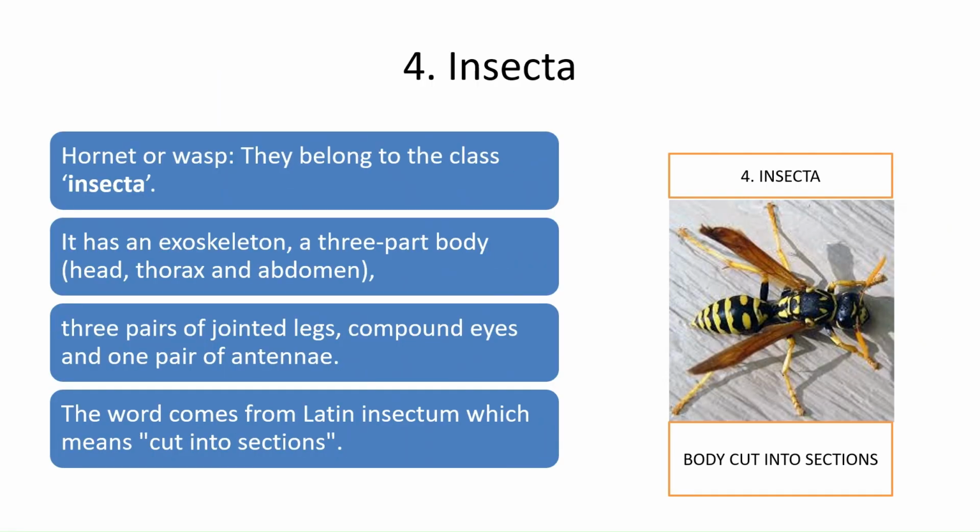The next is insecta. The example is hornet or wasp. They belong to the class Insecta. It has an exoskeleton, a 3-part body, that is head, thorax, and abdomen, 3 pairs of jointed legs, compound eyes, and 1 pair of antennae. The word comes from Latin insectum, which means cut into sections. So we arrange the picture and the labels accordingly.